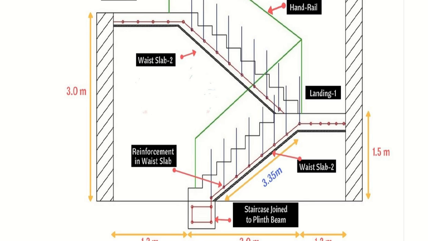What about on the downside? I'm at the ground floor and this is my first flight, so this is my first waist slab. On the top it will be connected with the landing. At the bottom I may have a wall, so I will connect it with the beam under the wall, the wall beam. We have seen them in the substructure. Under the wall we put the beam as well. So you connect the base slab with the beam. The point is the base slab must be connected.